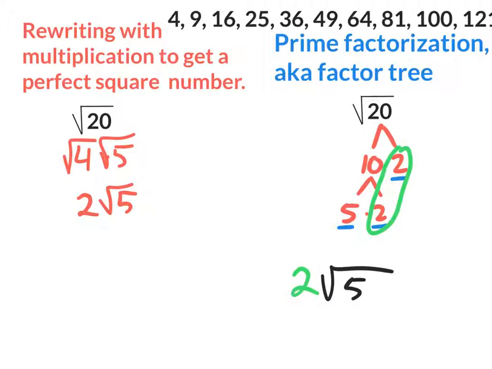Well, the 10's no longer 10. The 10 became 5 and 2. So you got to look at your bottom, whatever you have left over on the outside of your factor tree, that's what you have left over. So it's an alternate method. You might like it better. Go for it if you want. Let's try another one.